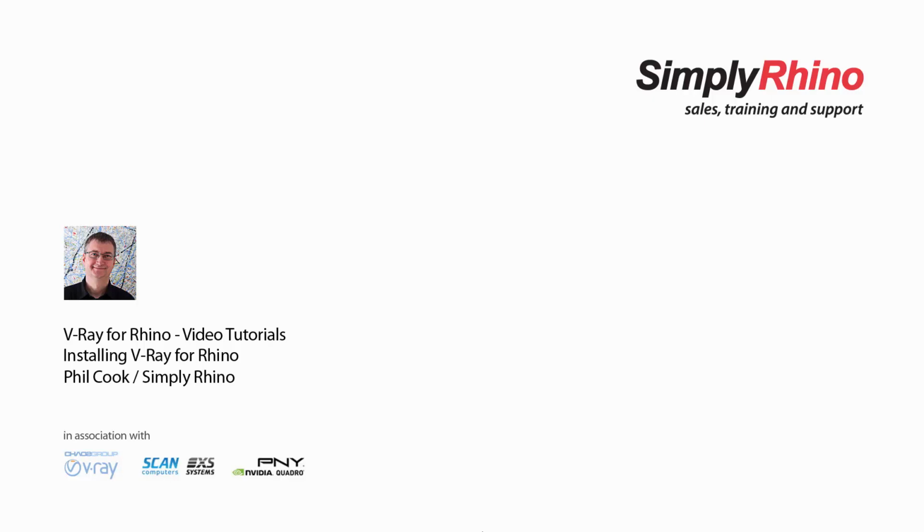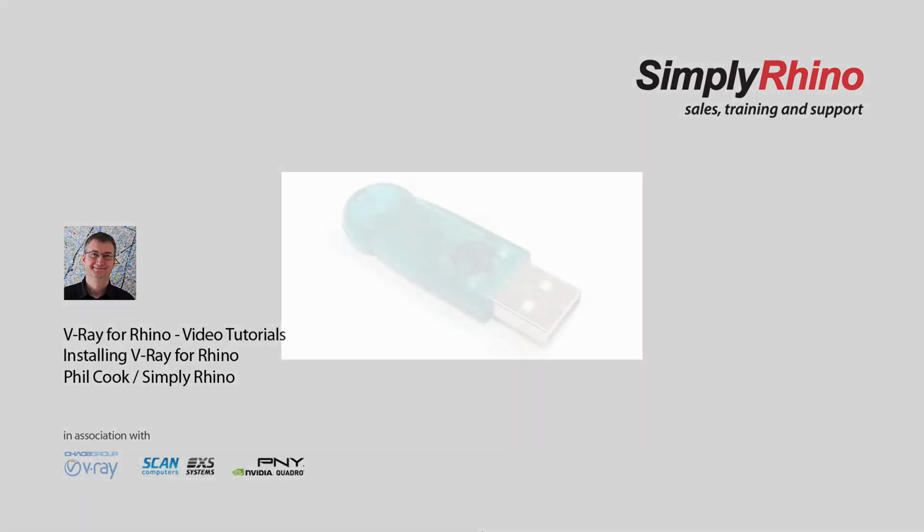for Rhino. We're going to first take a look at doing a standalone installation on a local machine, and then we're going to look at doing a network installation. This is where we have the license for V-Ray on a remote machine or a server, and Rhino and the V-Ray plugin on a local machine. Finally, we're going to look at some troubleshooting techniques that we can use to diagnose problems with a V-Ray installation.